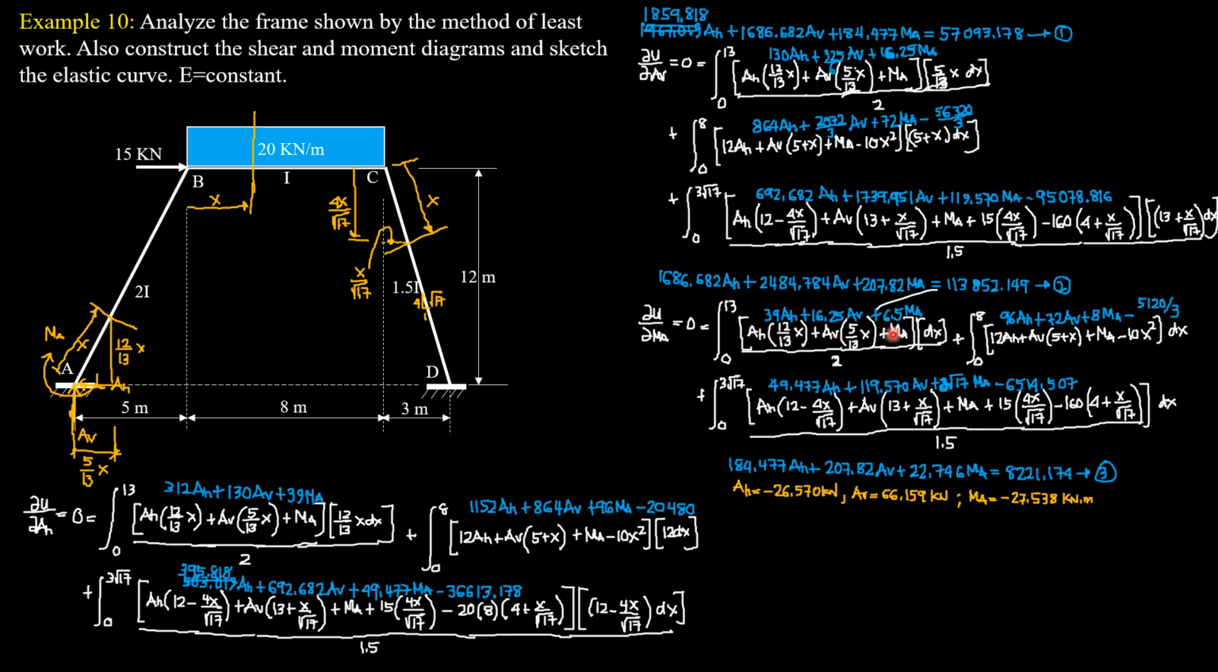So copy the moment, divide by 2. Derivative of MA is 1 dx, or simply dx. Copy the second integral, the derivative with respect to MA is dx. Copy the third integral moment equation, the derivative with respect to MA is just dx.